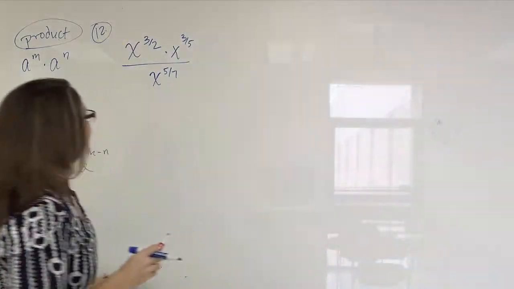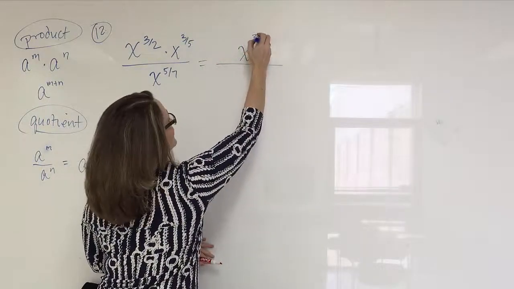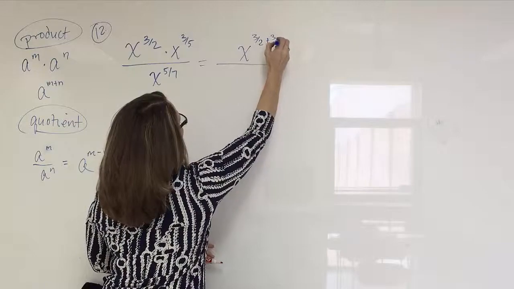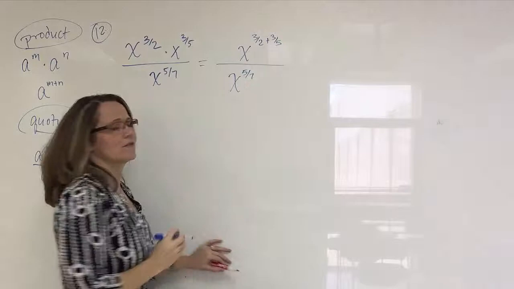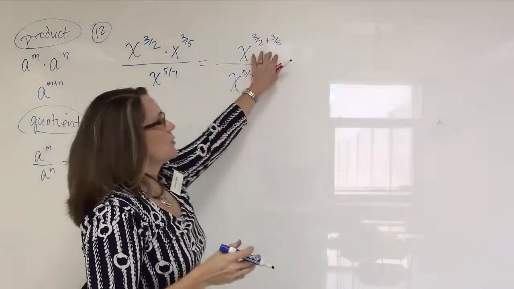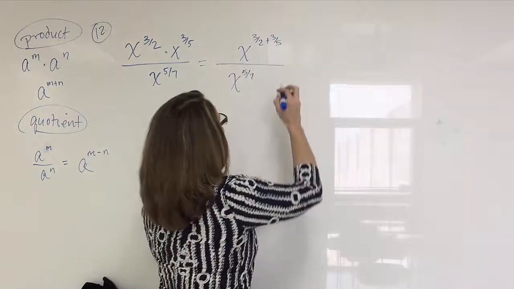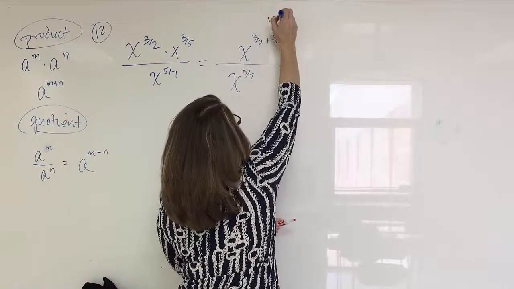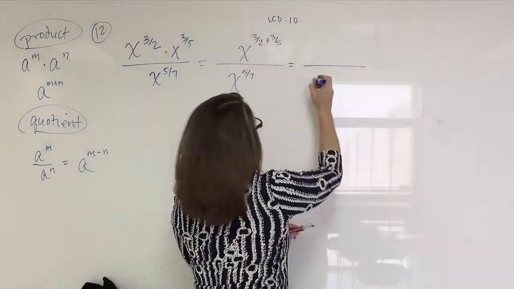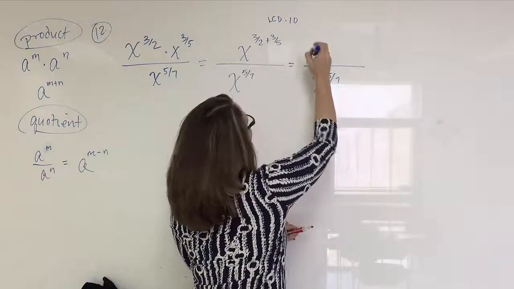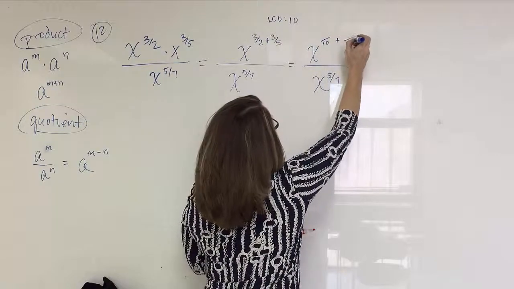Okay, so over here, my product rule says keep the base, add the powers. So 3 halves plus 3 fifths is what I'm doing up top. Don't even worry about dealing with x to the 5 sevenths just yet. This work requires us to get a common denominator. I'm going to use a lowest common denominator here of 10, maintaining this little guy till I need him. That means I need something over 10 plus something over 10.